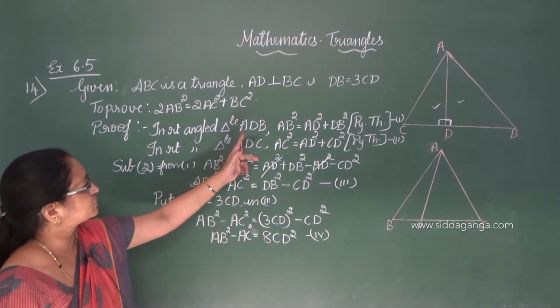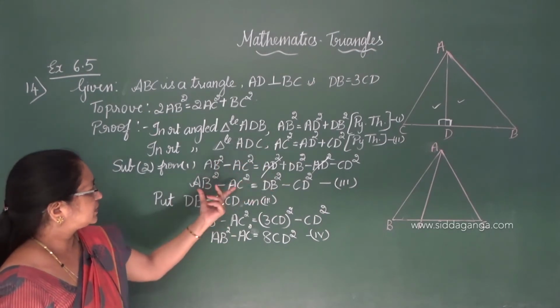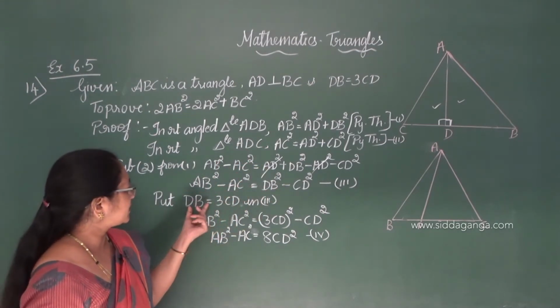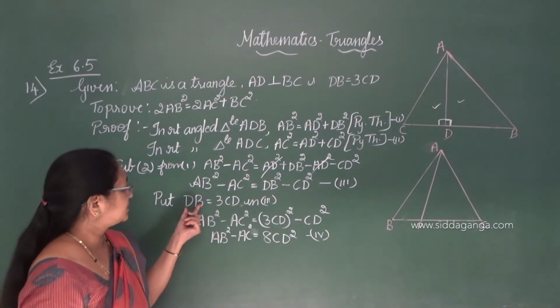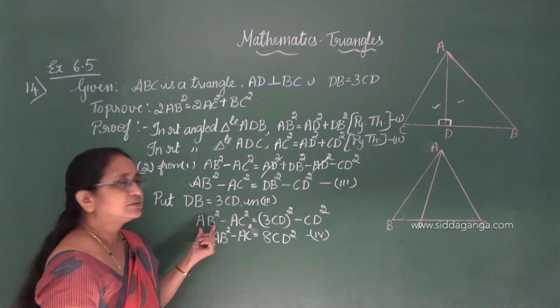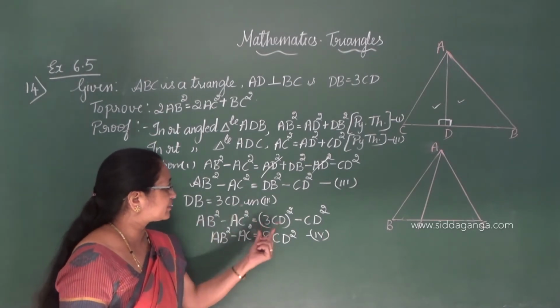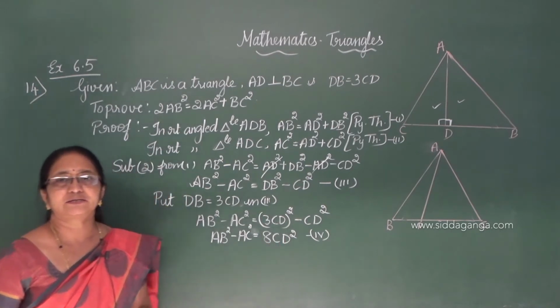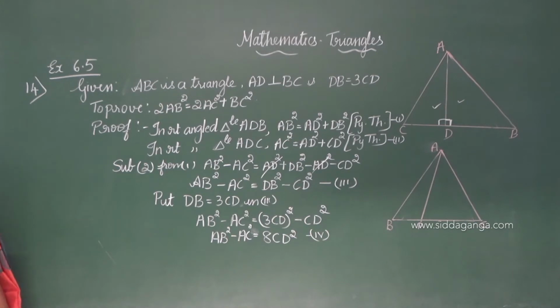So I took two right angle triangles there and then subtracted. Then when you subtract, after that you just put the value, that is DB is equal to 3 CD, and here you will get 8 CD square. Okay, I hope you understood till here.